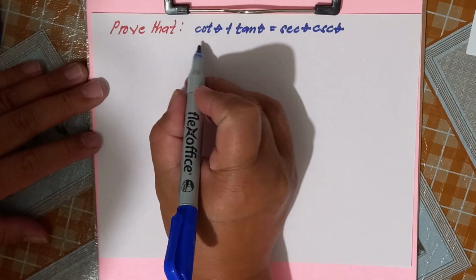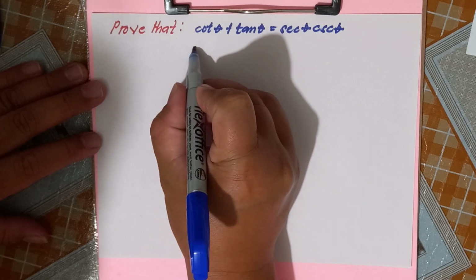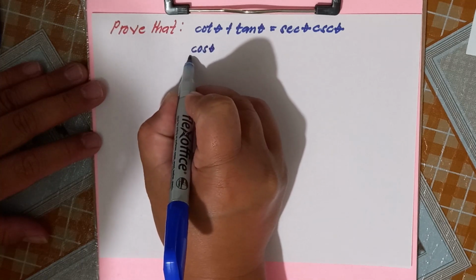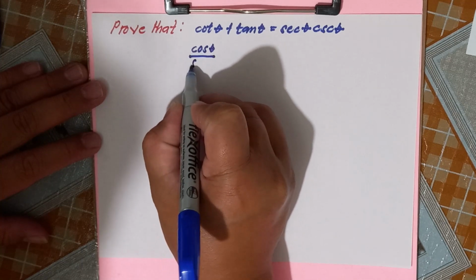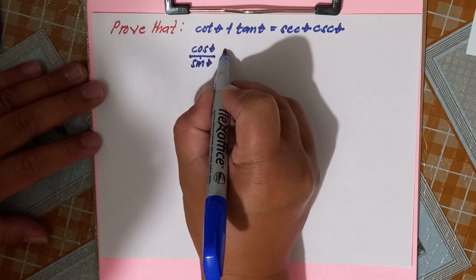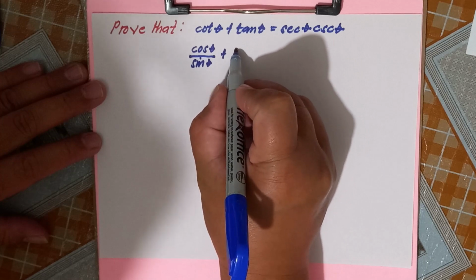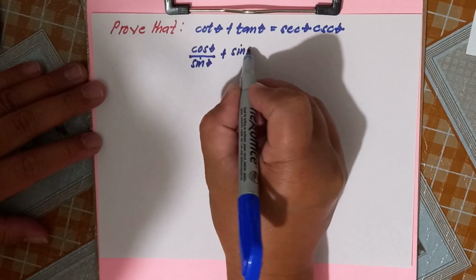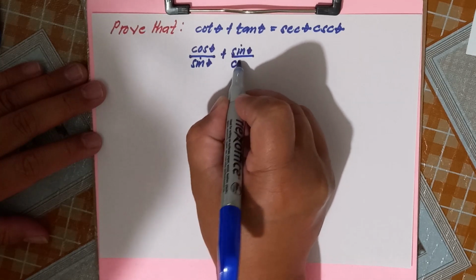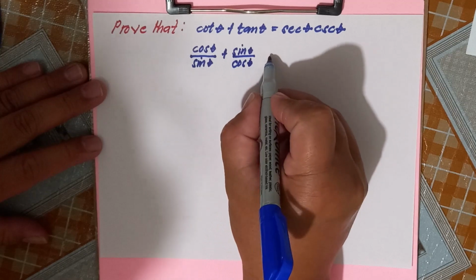Now, what is the definition of cotangent theta? We all know that it is cosine theta over sine theta. And that is addition. How about tangent theta? That is sine theta over cosine theta.